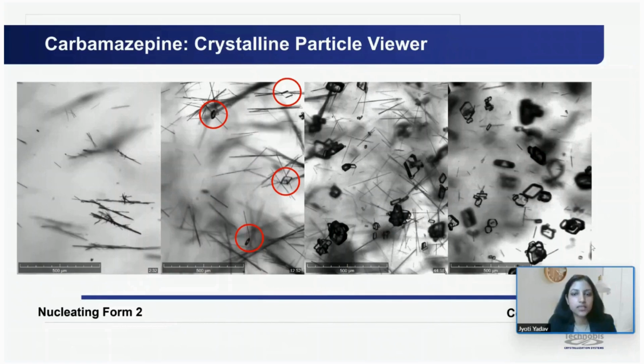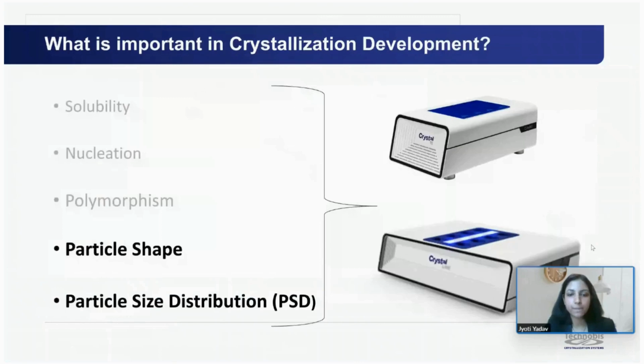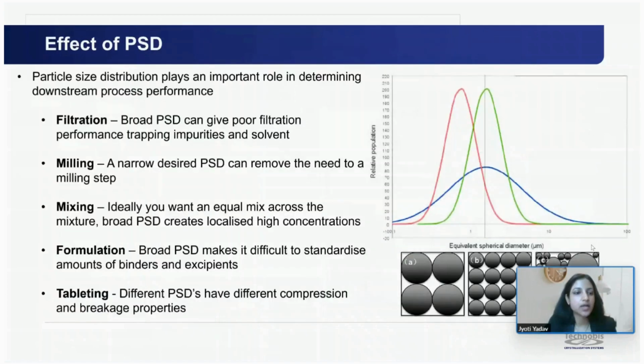Next. Coming to particle shape and particle size distribution. The particle size distribution has a huge effect on the downstream processes and their efficiency. These are the common steps followed in the downstream processes. First is filtration. A broader particle size distribution can result in poor filtration and trapping of impurities and solvent.